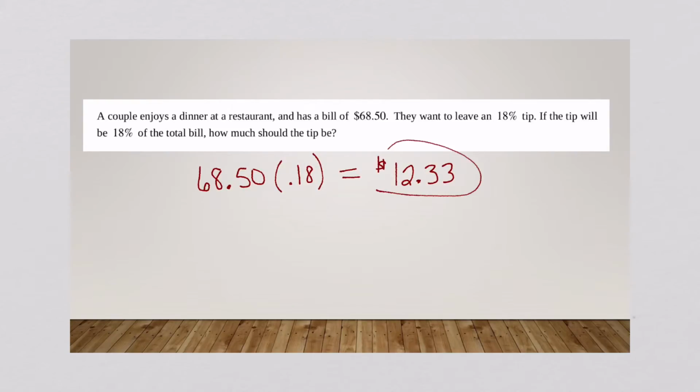Notice they did not ask us what the total bill would be. They only asked us how much should the tip be. So if they'd asked us what the total bill would be, you would add the $12.33 to the $68.50.